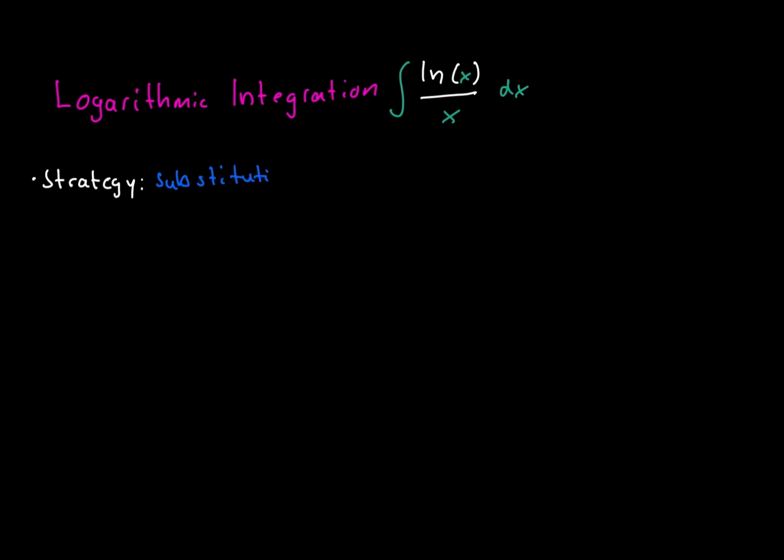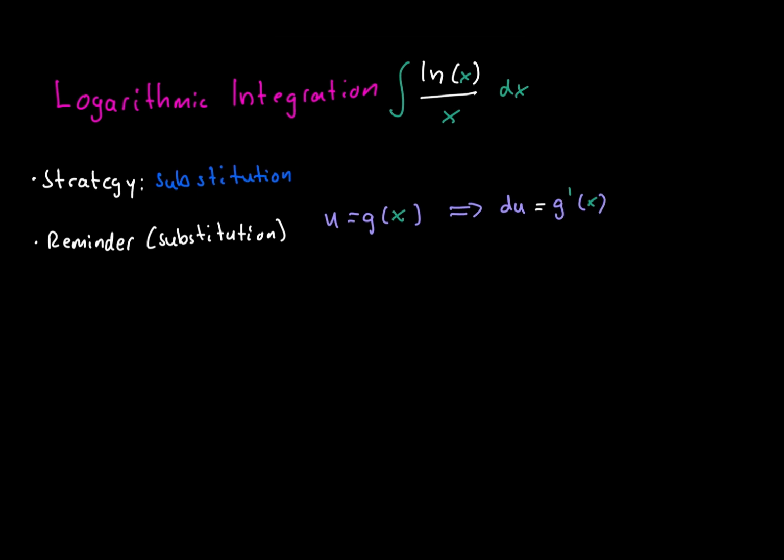This is a classic substitution problem. Quick reminder, in substitution, we choose a new variable u for part of the expression and then replace its derivative as well. So let u equal natural log of x.